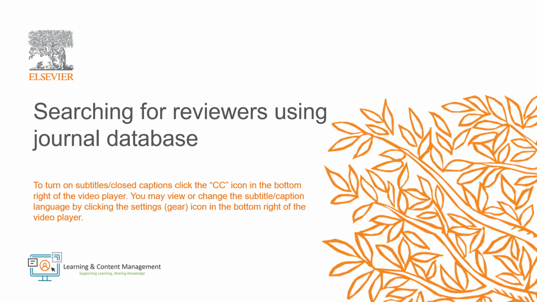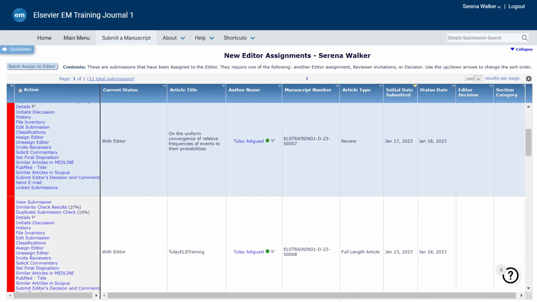In this video, I will provide an overview on how to search for reviewers in the journal's database in Editorial Manager. The process for identifying and selecting reviewers begins on the reviewer selection summary page. To navigate to this page, click the Invite Reviewers located in the Submissions action column.